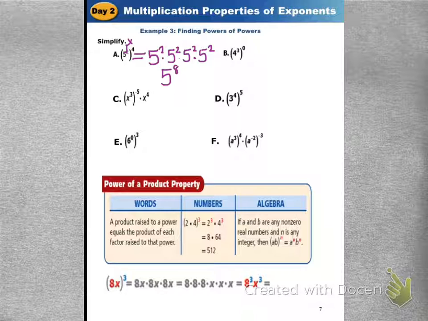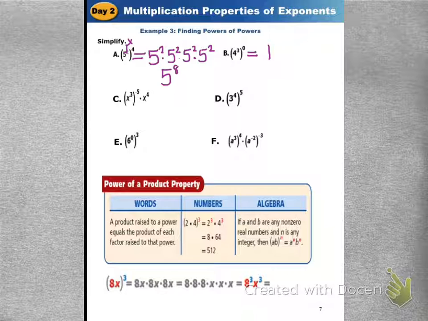Now in example B, notice that we have 4 being raised to the 3rd, but then it's being raised to the 0 power. And remember, anything except for 0 that's raised to the 0 power will always be 1. So there's really no sense in even worrying about raising 4 to the 3rd and then raising that to the 0 power, because anything that's raised to the 0 will always be 1.